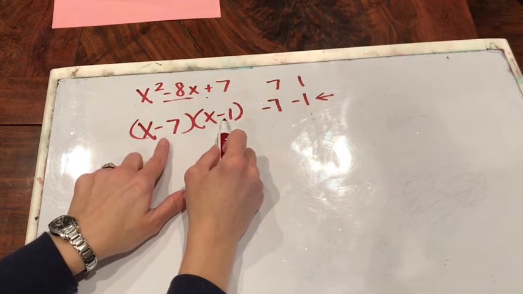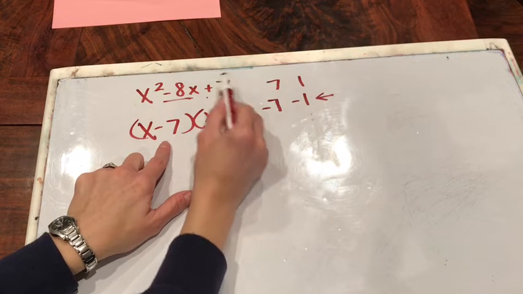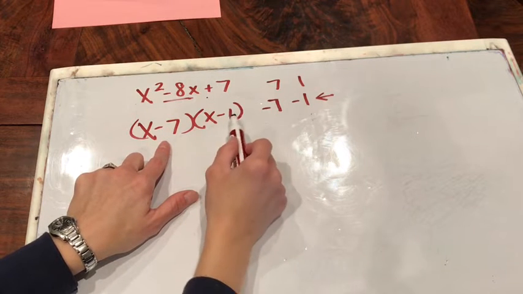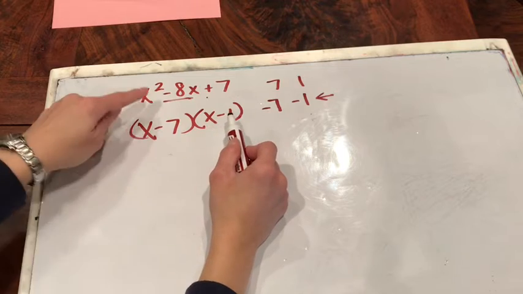So now when I multiply a -1 and a -7, I get a +7. If I add a -1 and a -7, I'm going to get that -8.